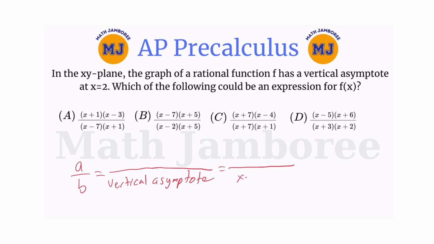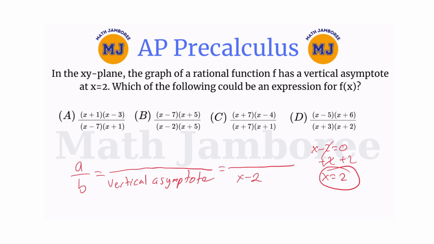Which is x minus 2, because when you solve x minus 2 by making it equal to 0, that is going to give you 2. Therefore, when we look at the choices, we're looking for denominators with x minus 2 in it.